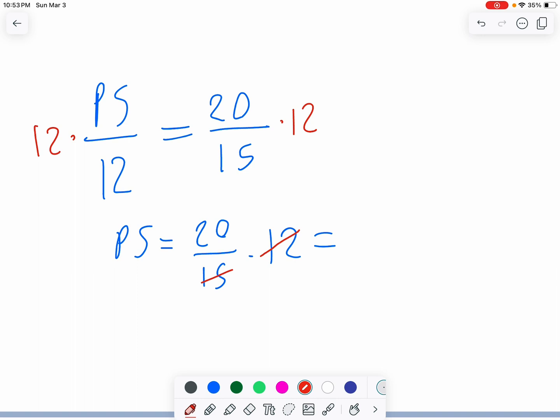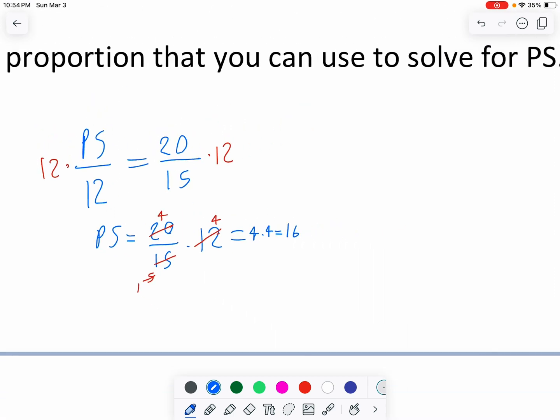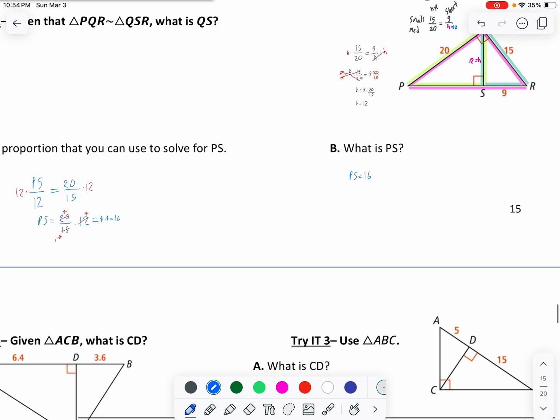12 and 15 are both divisible by 3, so this becomes 5, this becomes 4. 20 and 5 are both divisible by 5, so that becomes 4, and that becomes 1. So ultimately, the denominator becomes 1. We don't care about that, we just care about the numerators. That's 4 times 4, which is 16. So PS is equal to 16. We created the ratio, and now we solved for it. PS is equal to 16. Problem solved, problem taken care of.